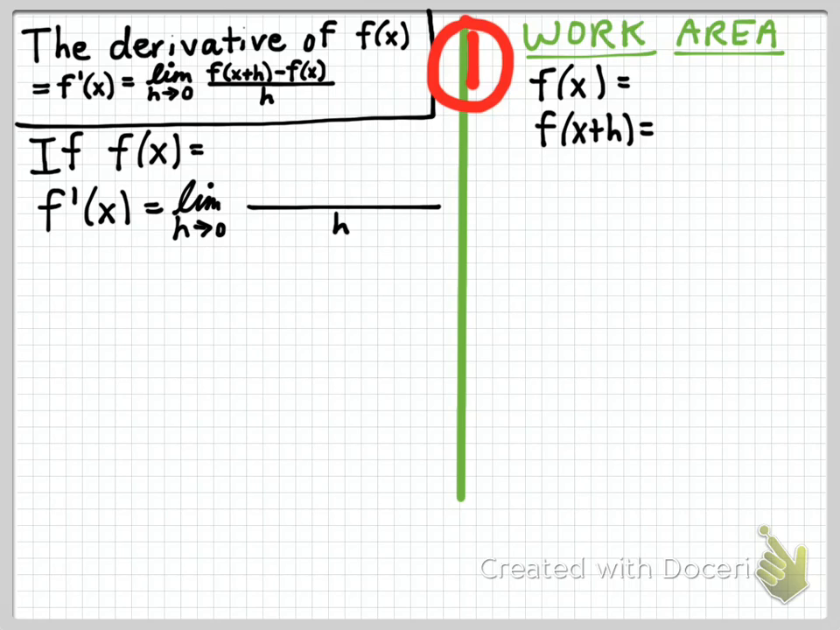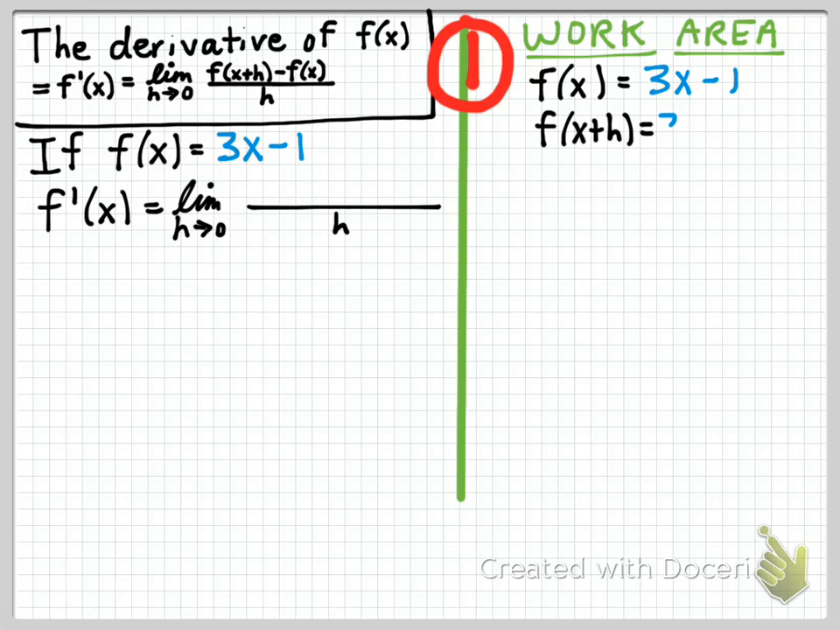Okay, so for problem number 1, you can see I've got this template up here. We're going to do these problems the same way every time. So for problem number 1, we've got f of x equaling 3x minus 1. Over here in the work area, we've got f of x equaling 3x minus 1.